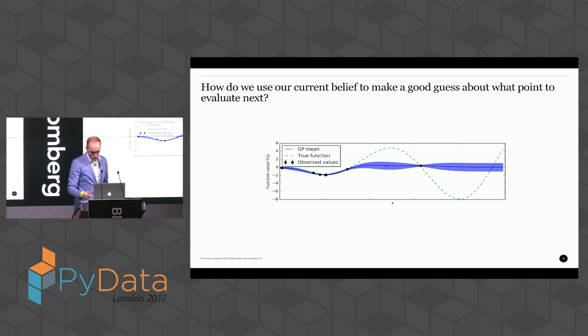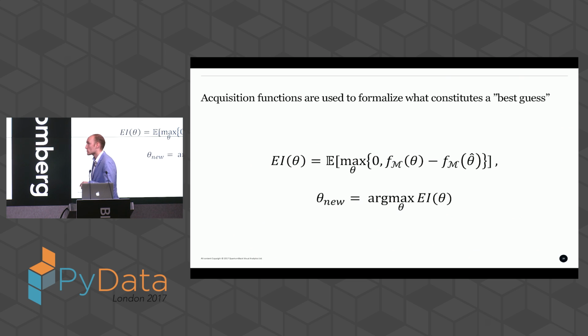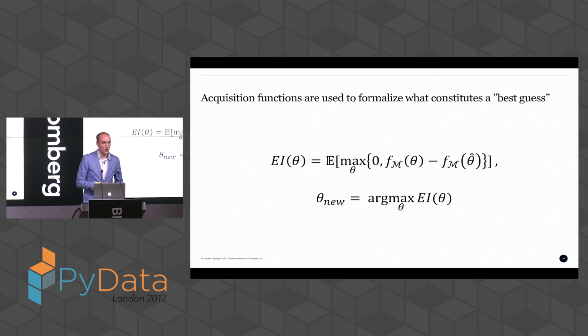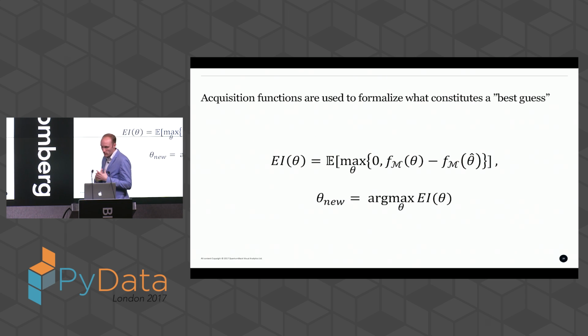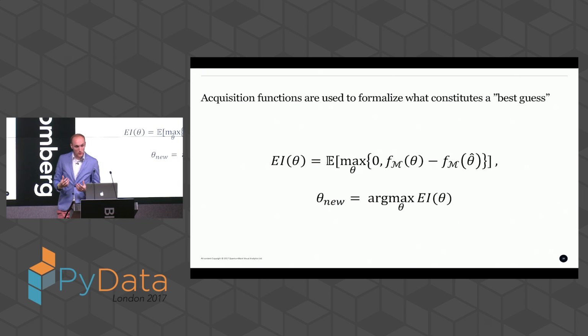So how do we do this? We try to use utility functions. In the context of Bayesian algorithms, they are usually called acquisition functions. They formalize in a mathematical way what the next best guess is. There are lots and lots of different acquisition functions, actually. I just want to talk about one in particular, which is called the expected improvement acquisition function.